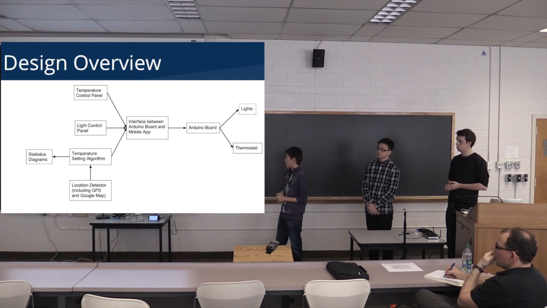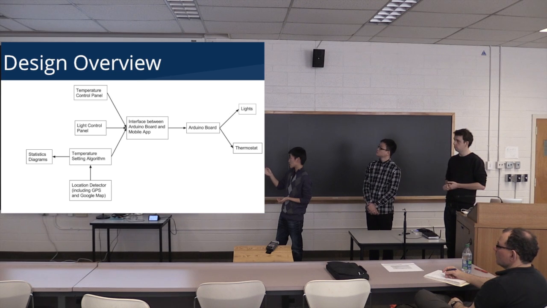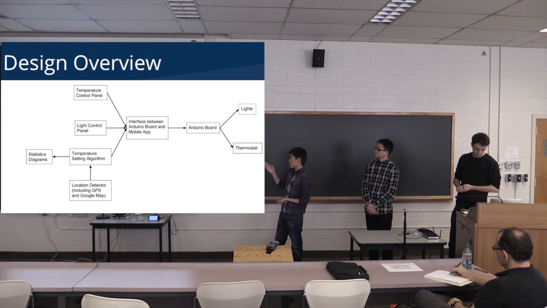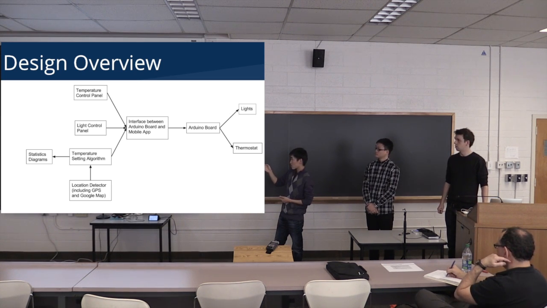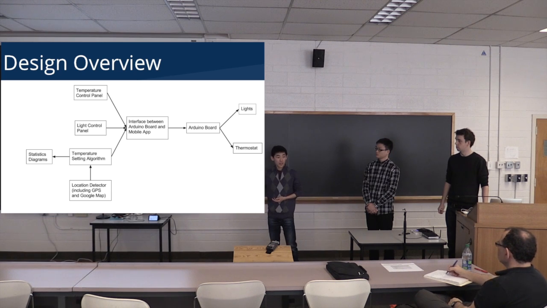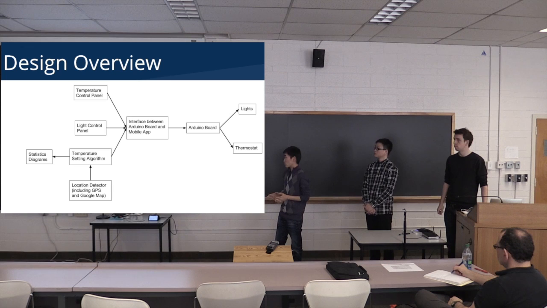Also, after the temperature setting algorithm gets the result, it will send it to the Arduino board through the interface. And then the Arduino board will send a command to the light or the thermostat. Also, the temperature setting algorithm will store the temperature data and GPS location data in a database, and then the data will be plotted in the statistics diagram.